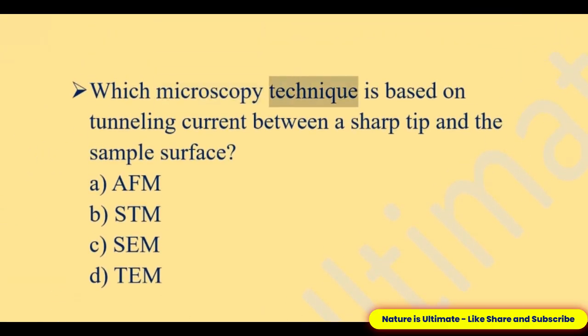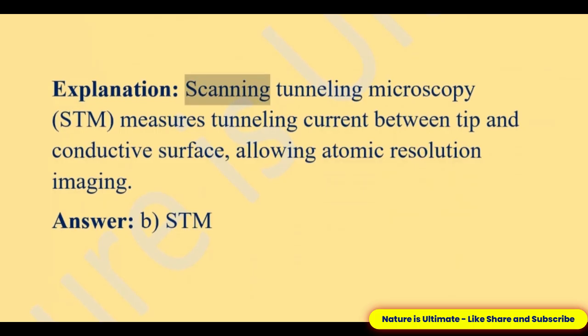Which microscopy technique is based on tunneling current between a sharp tip and the sample surface? A. AFM. B. STM. C. SEM. D. TEM. Explanation: Scanning tunneling microscopy, STM, measures tunneling current between tip and conductive surface, allowing atomic resolution imaging. Answer: B. STM.